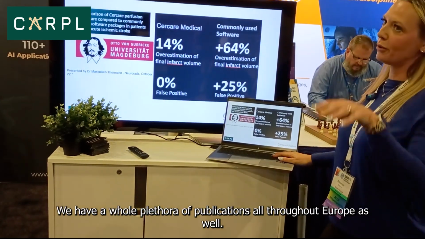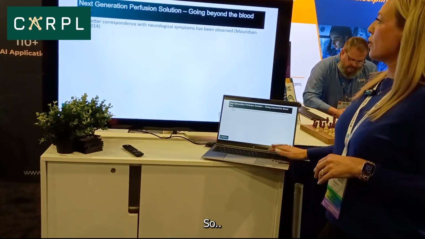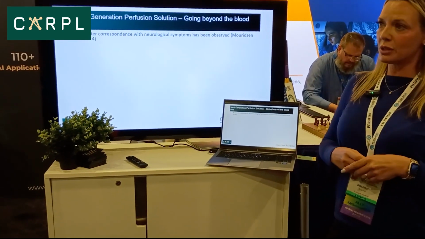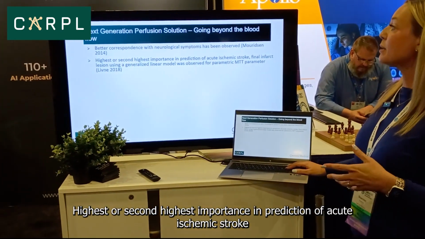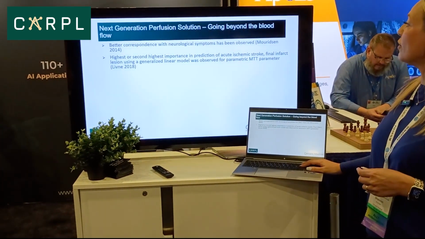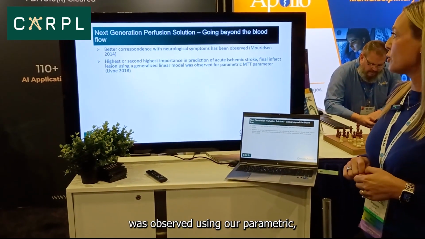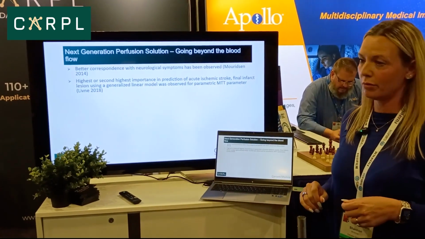We have a whole plethora of publications all throughout Europe as well. So we find that there's better correspondence with neurological symptoms with our maps. Highest or second highest importance in prediction of acute ischemic stroke final infarct lesion, using our generalized linear model, was observed using our parametric vascular model MTT parameter.